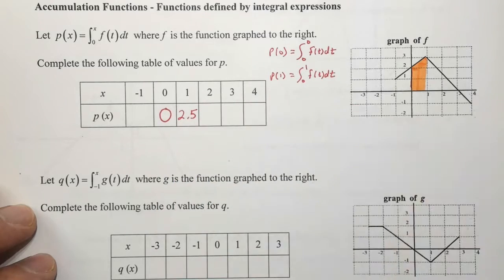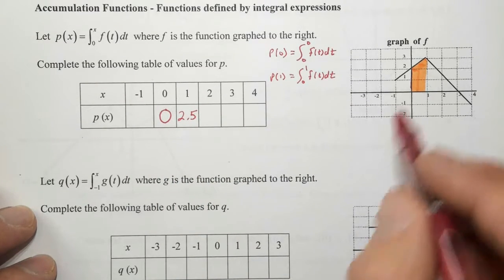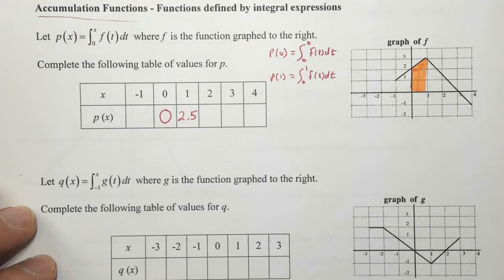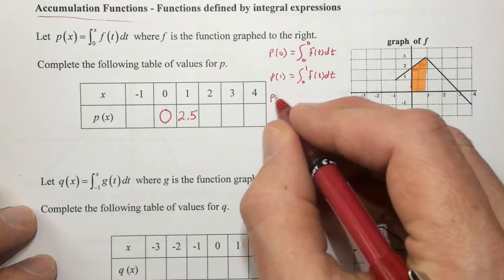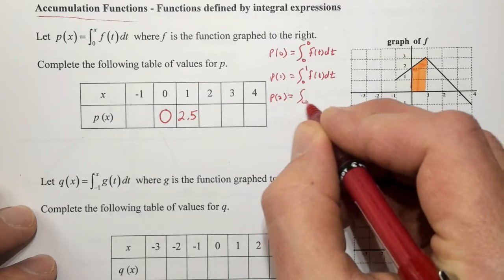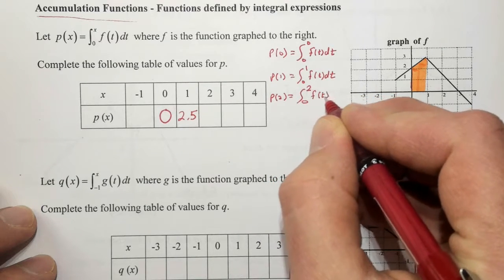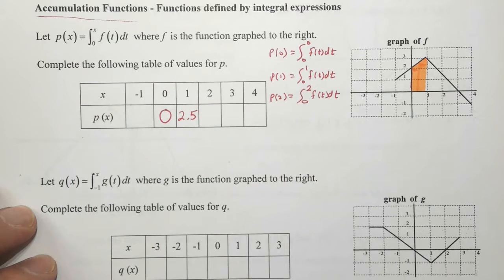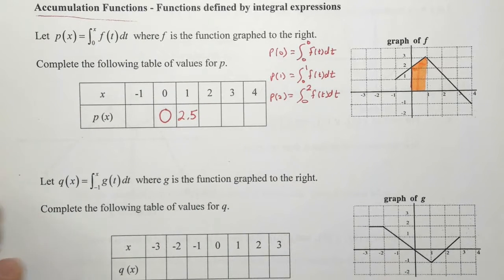So we've now accumulated some area. This orange region right here, hence the reason why these are called accumulation functions. Remember, we're going to accumulate some more area now. So we're going to look at p of 2. So that's the integral from 0 to 2 of f of t dt, because again, we're putting the 2 here, which means we have to put it there. So we're going to accumulate some more area, which I'm going to color pink.